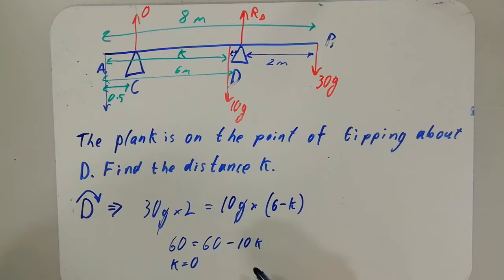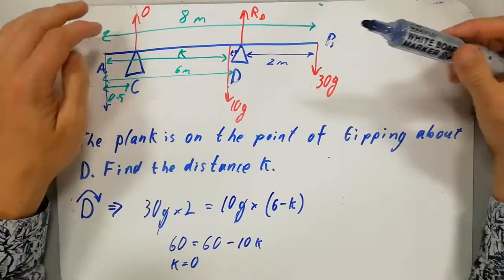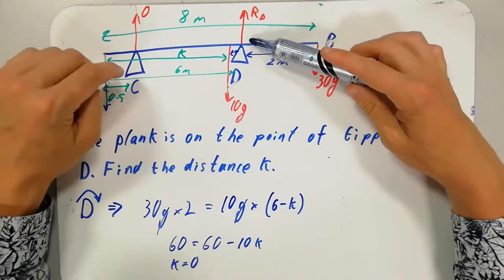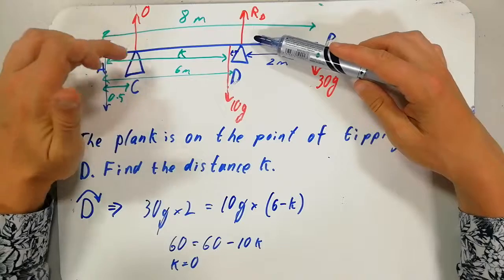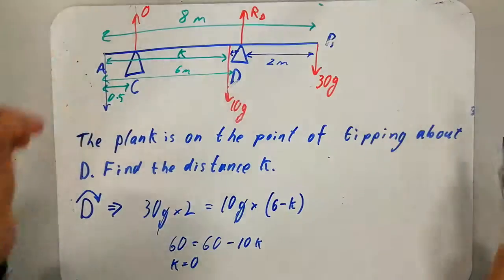Probably not the most realistic question ever, but that's the answer we get. Okay, the main point in this question is, if it's on the point of tipping about a point, you know the reaction force at any other support will be 0. That's the key message.